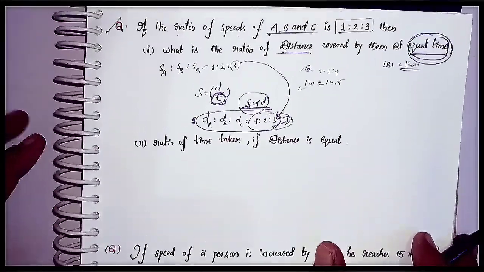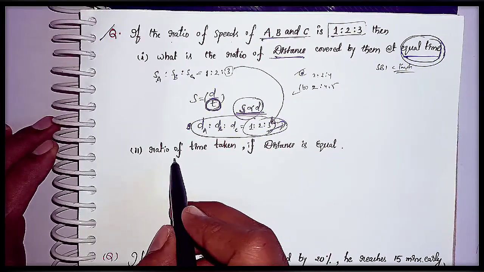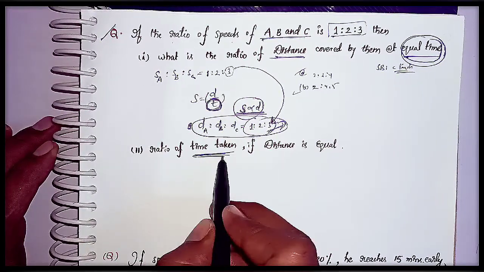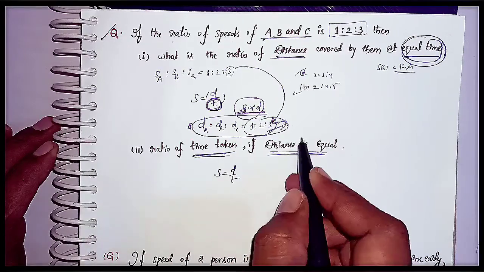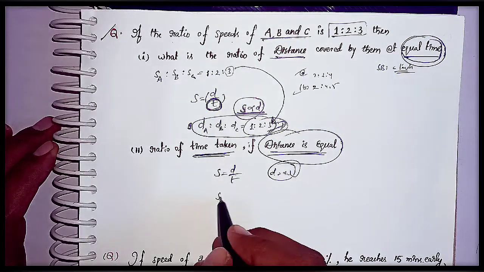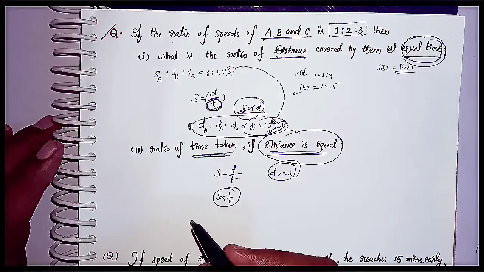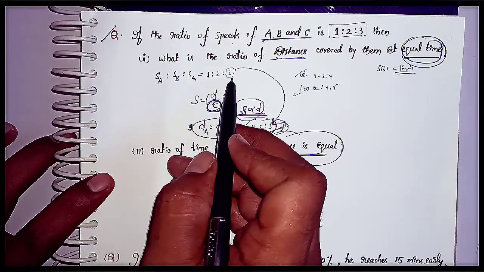And here the next question is the same only, and here he is asking the ratio of time taken if distance is equal. As we know, speed is equal to distance by time, and he is giving that the distance is equal, the distance is same, so speed is inversely proportional to time. Yes or no? As the speed ratio SA is to SB is to SC is 1 is to 2 is to 3.